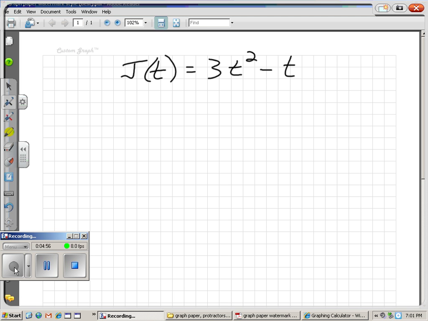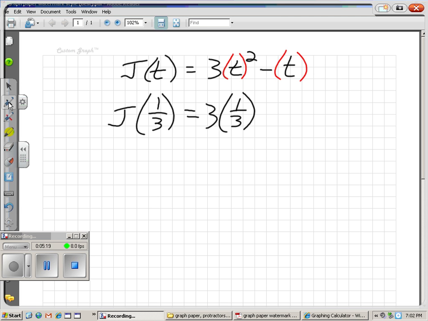j of t equals 3t squared minus t, and they want to throw something weird in, like 1/3. Maybe they want to know what 1/3 is when you run it through the function j. So remember, it's very important to use your parentheses, okay? So I put parentheses around the t. I'm going to take the t out and put 1/3 in. So 3 parentheses 1/3 squared minus parentheses 1/3. Just get in the habit of using parentheses just for organization.